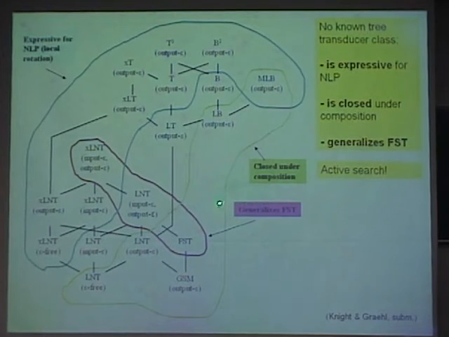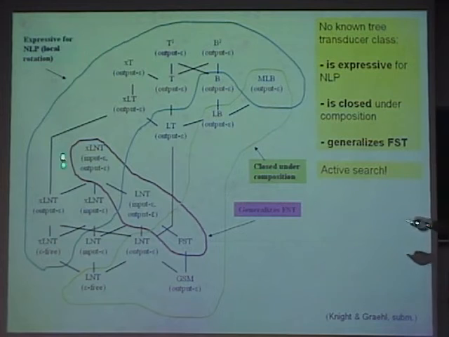So the green ones are ones that are closed under composition, including string machines here, this FS2, this is the familiar one that we know about. But the ones outside the green are not closed under composition, and that includes Bill Rounds' original transducer up here. So only some of them are closed under composition. And the blue one is whether they're expressive enough for natural language. I should say minimally expressive enough for natural language.